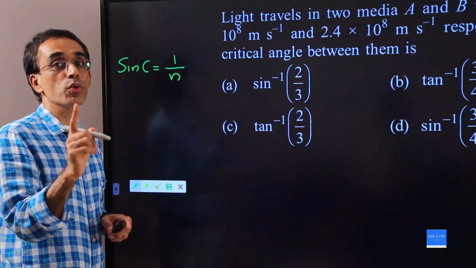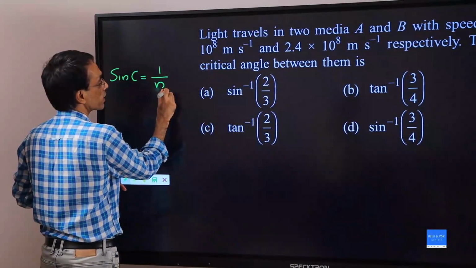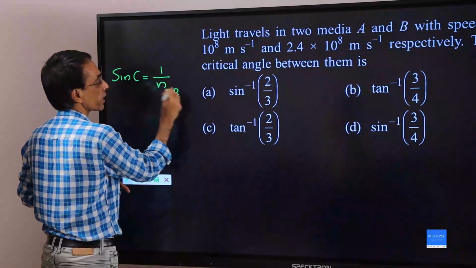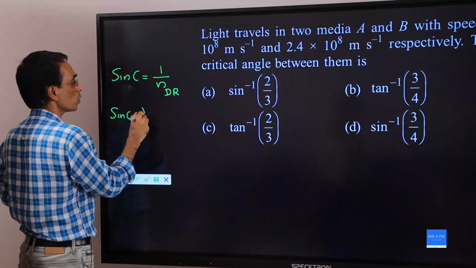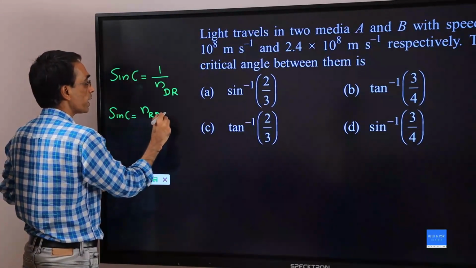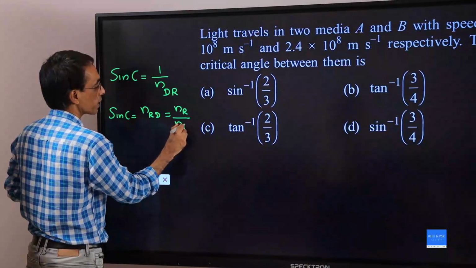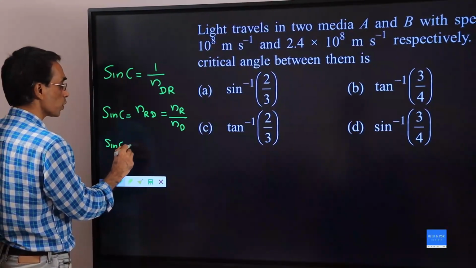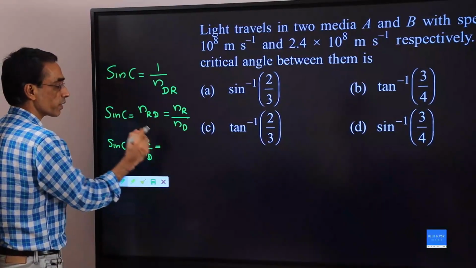But when I taught you critical angle, I told you that you have to study this. The critical angle is sin C equal to 1 by n of denser with respect to rarer. So this gives you sin C equal to the reciprocal of this, which is n rarer with respect to denser. And by definition we know this is nothing but n rarer divided by n denser. Okay, so sin C equal to n rarer divided by n denser. So that is where we arrived.